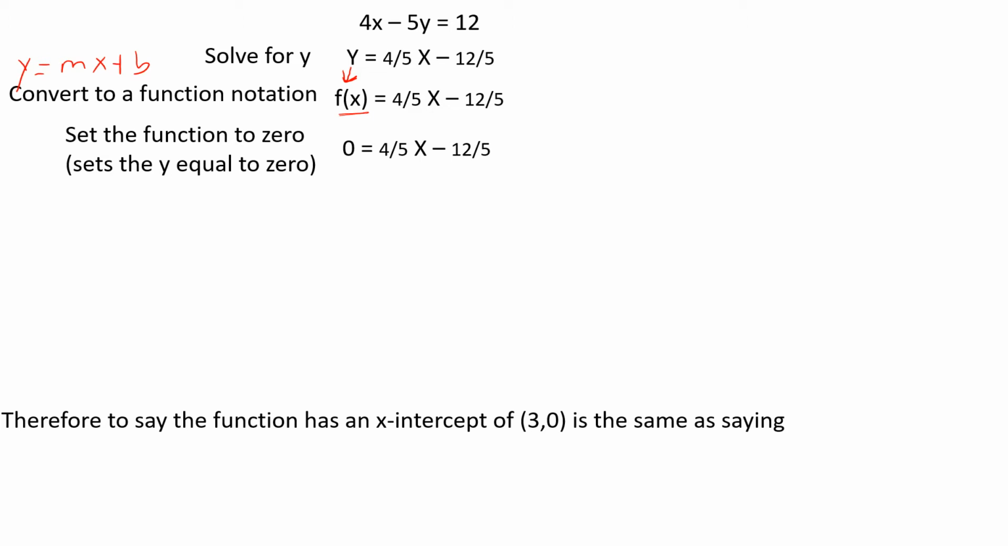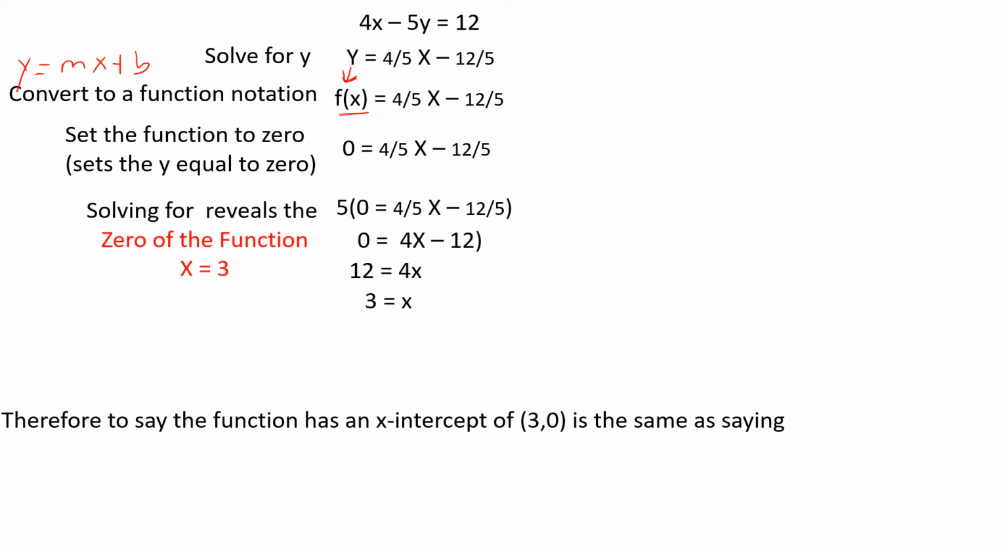Now we can set the function to 0. If we set that y equal to 0, or the function to 0, and we solve for x, which is what I'm doing here, that reveals the zero of the function. So I took the equation here and set it equal to 0, and then I solved for x, and we got x equals 3. X equals 3 is what they call the zero of the function.